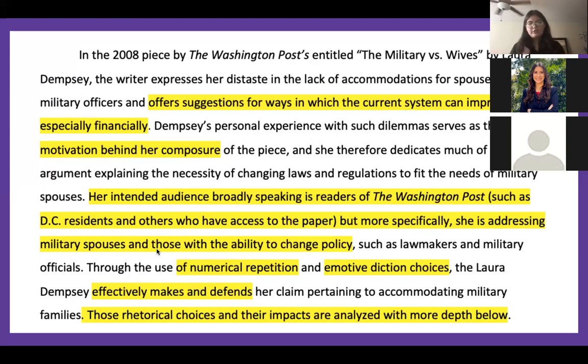Through the use of numerical repetition and emotive diction choices, the author effectively makes and defends her claim. And then the rhetorical strategies and their impacts will be analyzed more in depth below. So that's a suggested way to structure your intro paragraph.